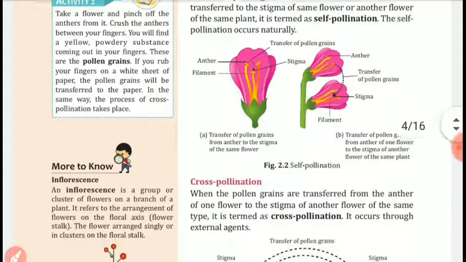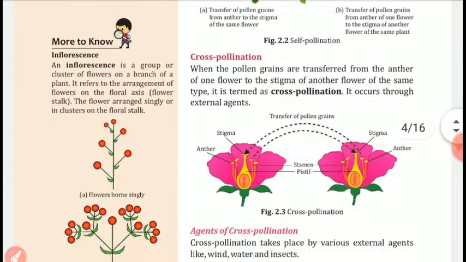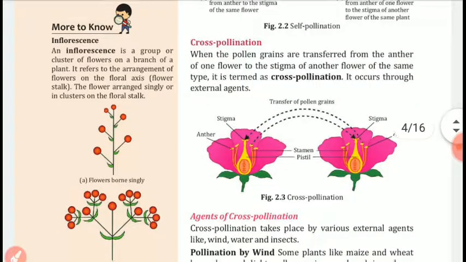Cross-pollination. When the pollen grains are transferred from the anther of one flower to the stigma of another flower of the same type, it is called cross-pollination.